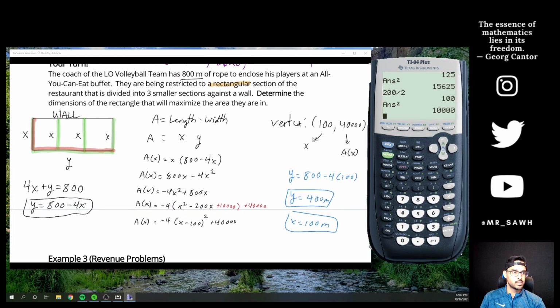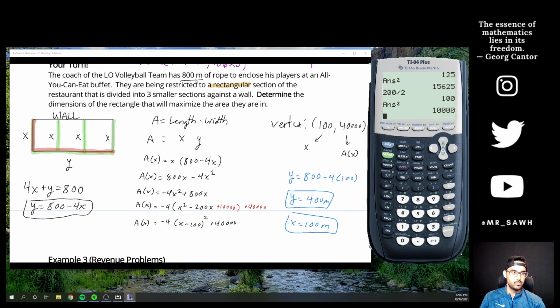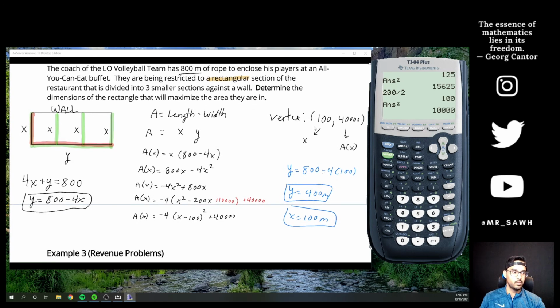And I know it's meters because they said 800 meters in the question. So there we go. I have my dimensions. Again, I completed the square, found the vertex. Very, very similar types of problems. Context changes slightly, but really the same thing that we did with the last one.